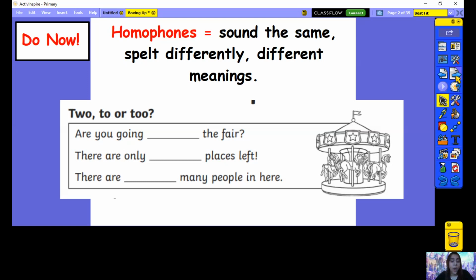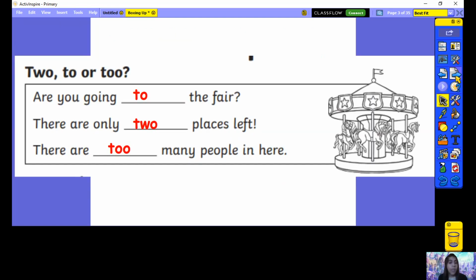Number 2, there are only two places left. And number 3, there are too many people in here. So, I'm going to give you about 5 seconds or so to write that down, and then I'm going to show you the answers. 3, 2, 1. And there we go. So the first one should have been 'to' with 1 O because you're going to a place. The second was 'two' with a W for the number 2. And the third was 'too' with 2 O's for too much, too many.